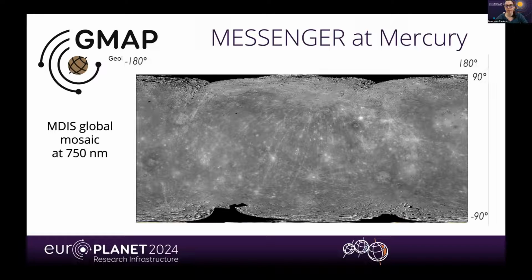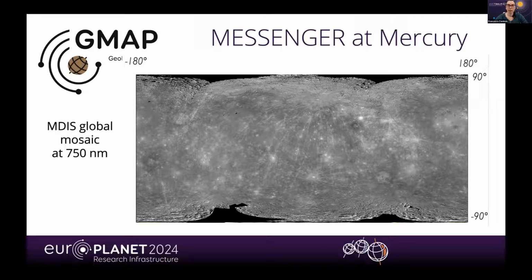Let's start with the wide angle camera data. So we have global mosaics at different wavelengths for this data set. Here I just show you the global mosaic at 750 nanometer.